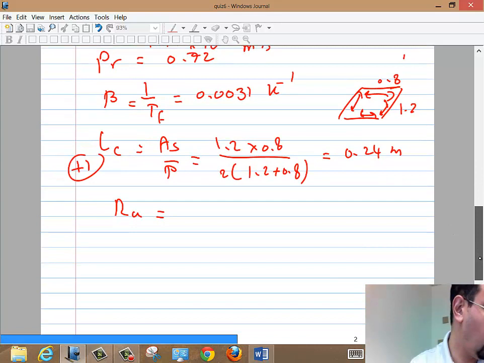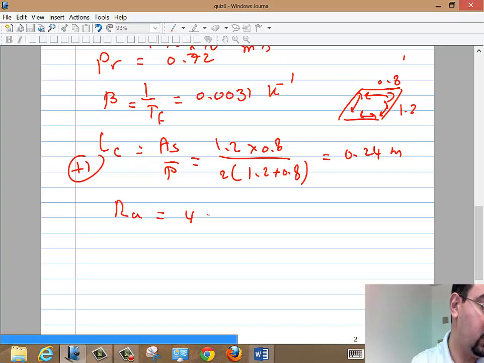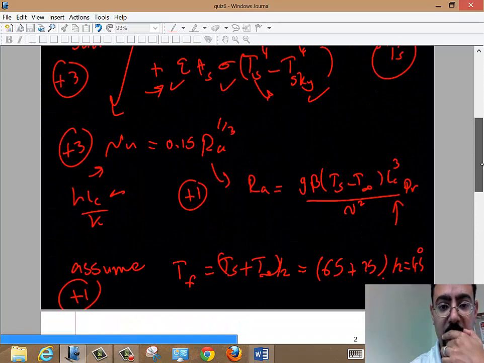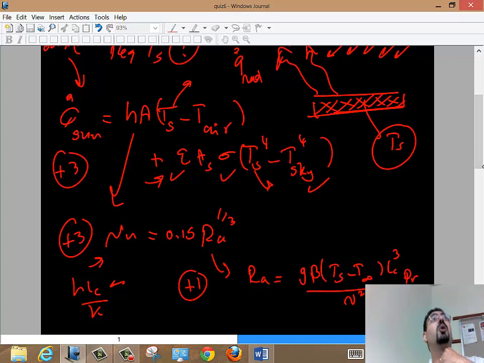All right. And so the Rayleigh number becomes 4 × 10⁷, and based on this, then the Nusselt becomes 51, and the h is 5.78 watt per meter square degree C, and that was the last piece we need. So now, even with h in the equation, do you see any other problem? Right, Ts in two spots.